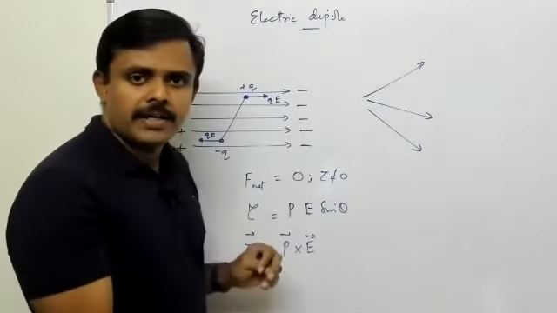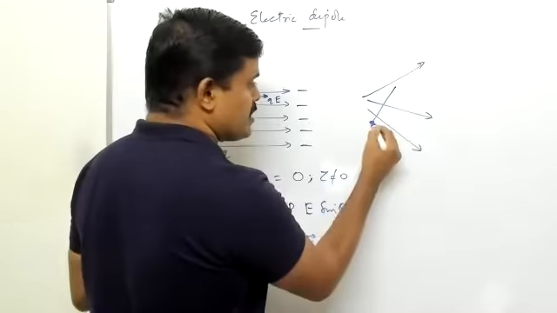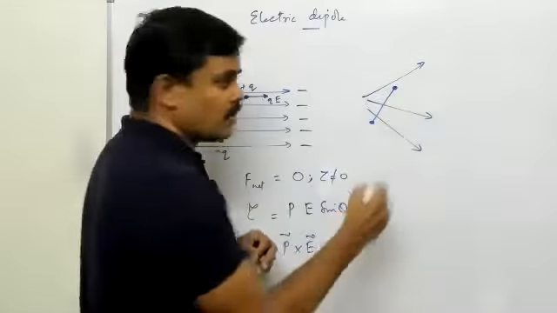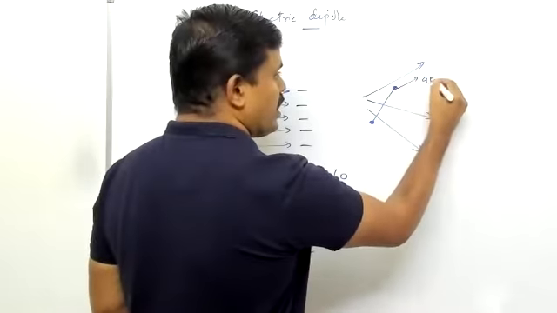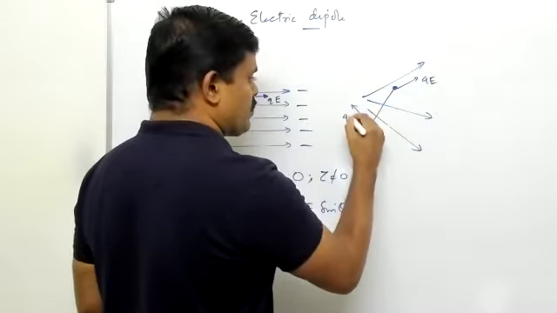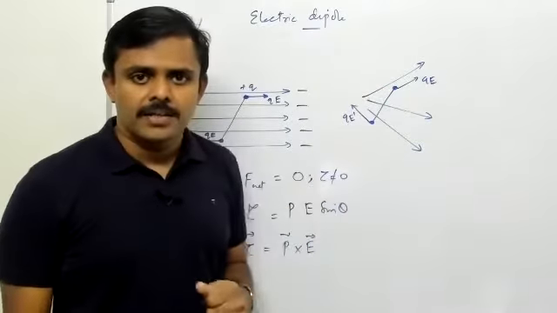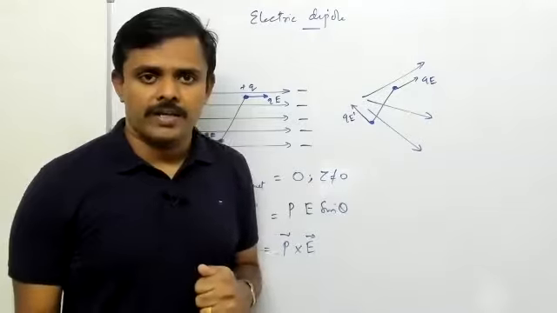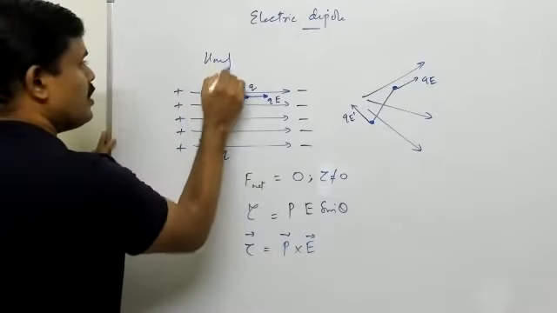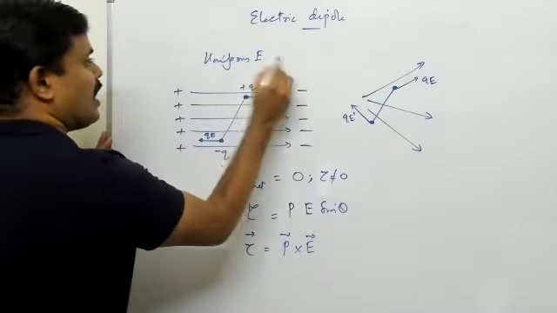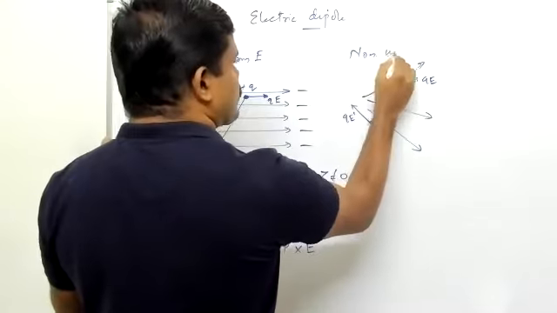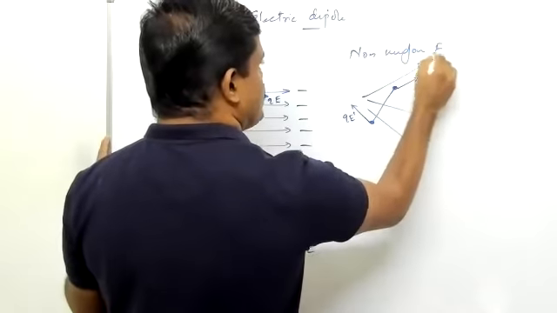How about this side? I'm keeping a dipole here. Look at this, again a dipole. This has a force of QE, while this has a force of QE dash. Why have I written different forces there? Because it is a non-uniform field. This is a uniform electric field, and this one is a non-uniform electric field, okay?